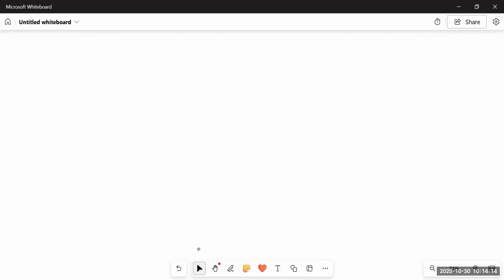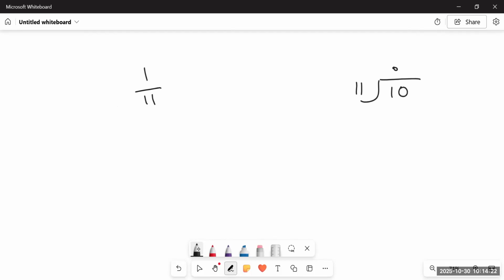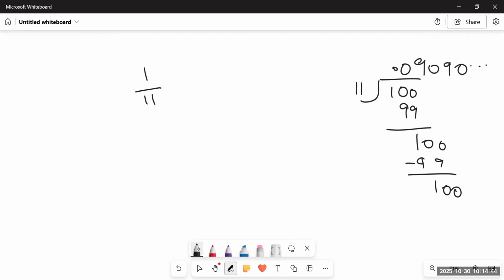Next, we have 1 over 11. We'll put 11 outside, 1 inside. But 10 is not divisible by 11. So we have to put a 0. Here comes one more. And then 11 nines are 99. Here comes 1. Again, we'll put a 0, but it's not sufficient. So we have to put a 0 here. It becomes 100. 11 nines are 99. Again, here comes 1. So we can say that it's 0.090909. That's again recurring.